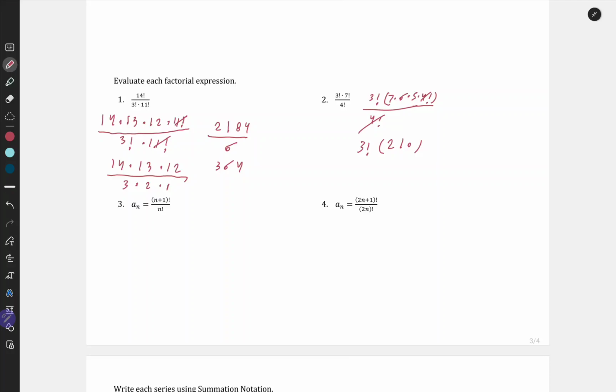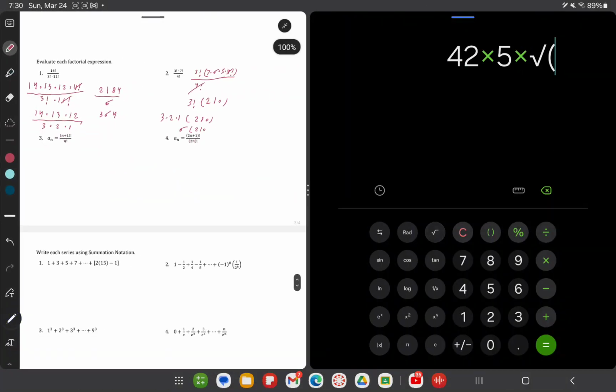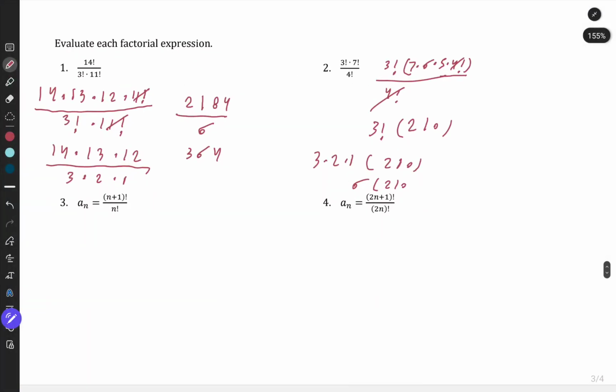Now what is 3 factorial? We need to expand 3 factorial into 3, 2, and 1. 3 times 2 times 1. So now you have this thing, and now it's 6 times 210. Now what's 6 times 210? Jesus Christ, dude. 6 times 210 is 1260. Alright, so this equals 1260.